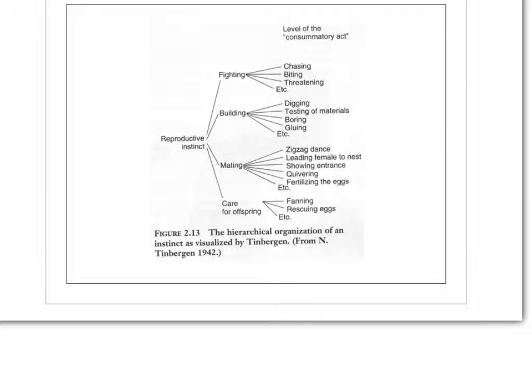We'll say reproductive instinct. Fighting. Well, there's chasing, biting, threatening. So that's the level of the actual act. Mating. There might be a courtship display. It might involve a zigzag dance, then leading a female to the nest, showing the entrance, quivering, and then finally fertilizing the eggs if the female actually lays in the nest.